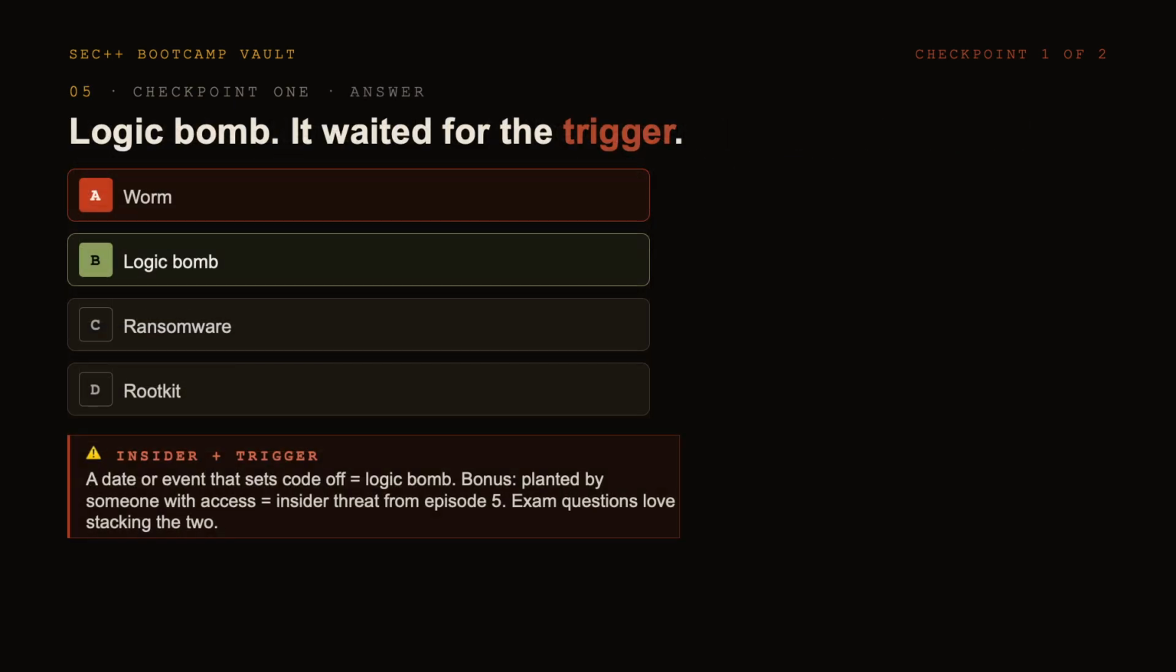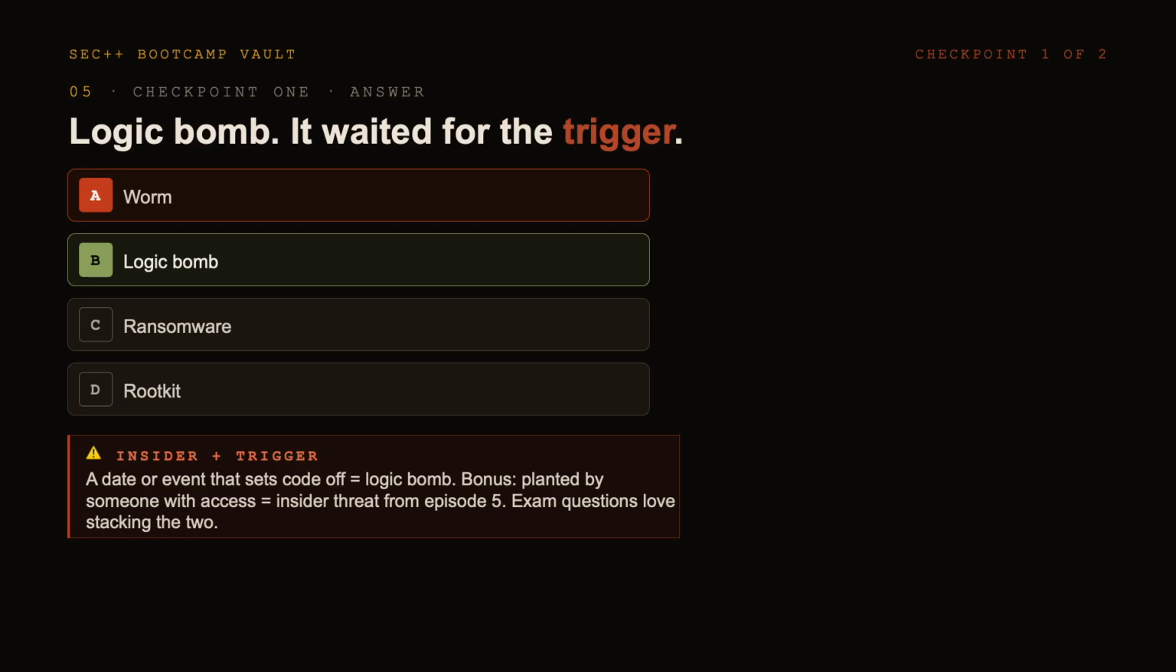Logic bomb. The code sat dormant and fired on a trigger, the 15th. No ransom demand, no self-spreading, no hiding below the OS, just a time bomb. And notice the stack. It was planted by someone who had access. That makes the actor an insider threat, from episode 5. The exam loves stacking those two questions on one story.